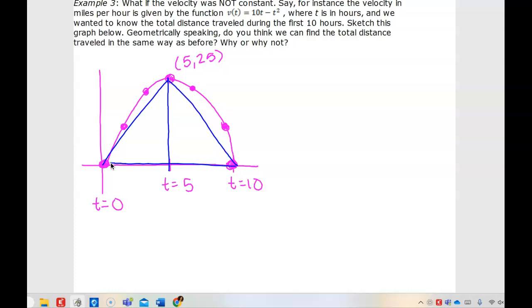Again, it says geometrically speaking, do you think we can find the total distance traveled in the same way as before? We definitely can't find it in the same way as before, because before the total distance traveled was perfect. This time, if I use that triangle, my total distance traveled will be an approximation, but a pretty good one. So the area of the triangle would be 1/2, the base is 10, and then the height, or the altitude, has to form a 90-degree angle with the base. The height is going to occur at hour 5, but the height is the y value, so 25.